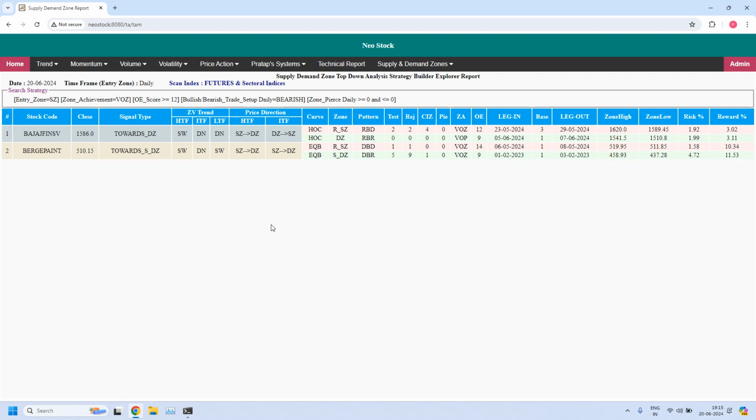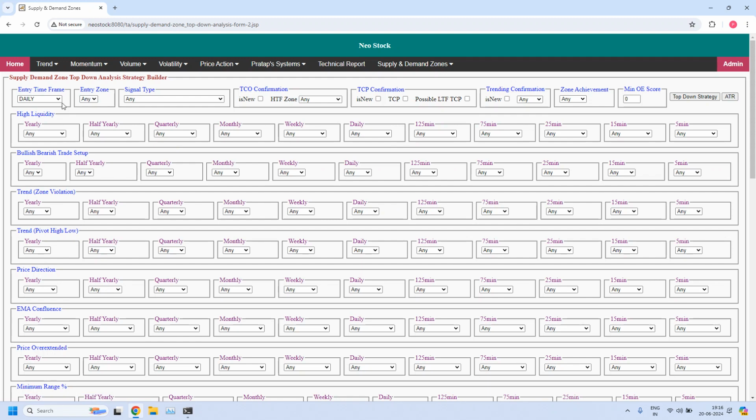Okay, now let me generate the bullish trade setup for weekly income trade. For weekly income trade, entry time frame is 75 minutes. Bullish trade setup, demand zone. And in bullish or bearish trade setup, 75 minutes time frame, I have to select bullish.